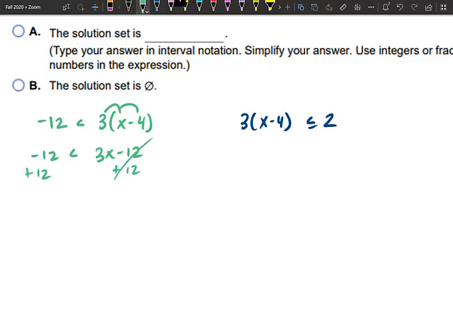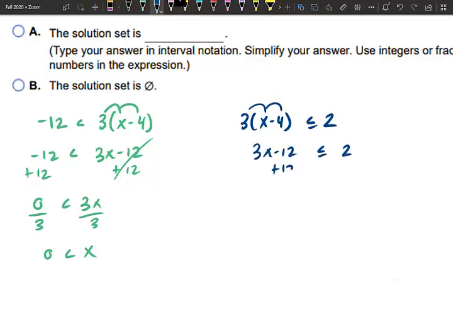And now we're left with 0 is less than 3x. We divide by 3. So we have 0 is less than x. Now we're going to do the same thing for our blue one. So we're going to distribute 3. We have 3x minus 12 is less than or equal to 2. We're going to add 12 to both sides. So we have 3x is less than or equal to 14. Divide by 3. And we get x is less than or equal to 14 over 3.